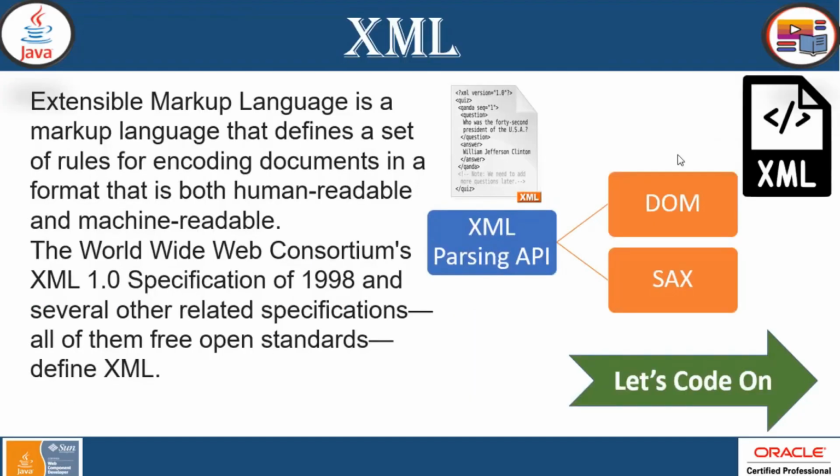XML stands for Extensible Markup Language, which is a kind of markup language that defines a set of rules for encoding documents in a format that is both human readable and machine readable. This is defined in the World Wide Web Consortium XML 1.0 specification of 1998.